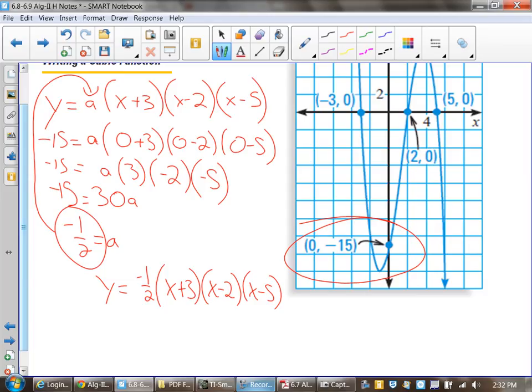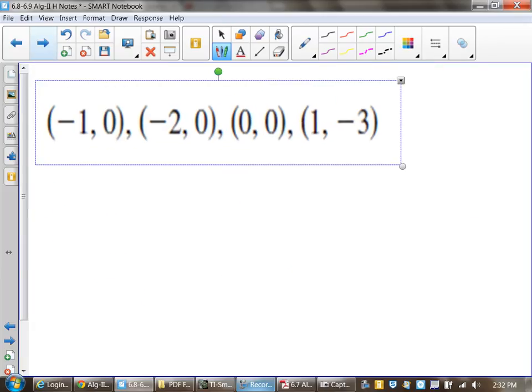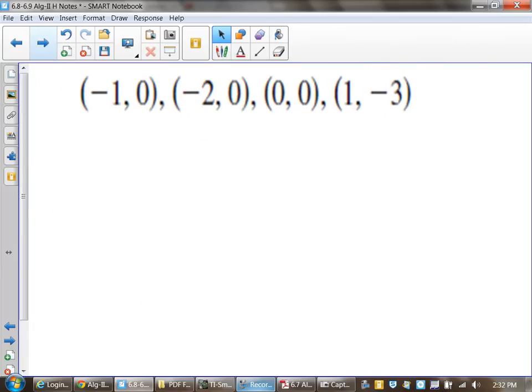Let me show you what this looks like when you have ordered pairs. The only thing that's different is that there's no graph. So if I give you 4 ordered pairs, you have to figure out which ones are zeros and which one is the extra ordered pair. So one of these things is not like the other.